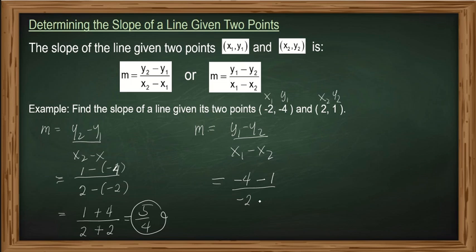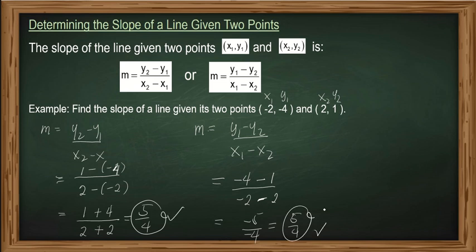We have minus 2. And then we perform the operation. Negative 4 minus 1 is negative 5. Negative 2 minus 2 is negative 4. So we have now negative divided by negative is positive, then 5/4. Okay, notice that we arrive at the same slope.